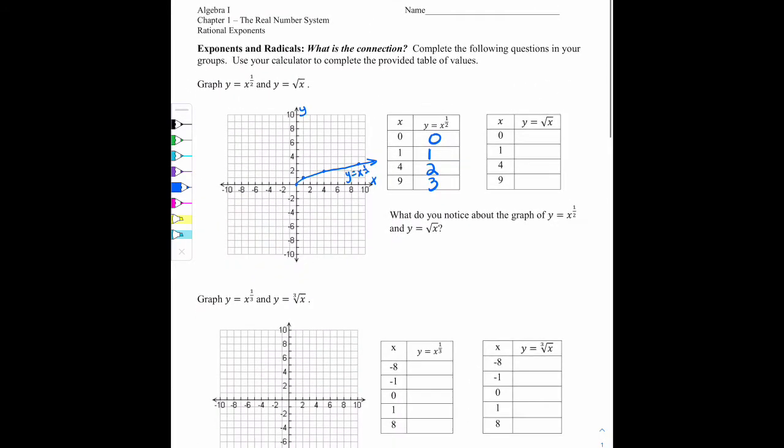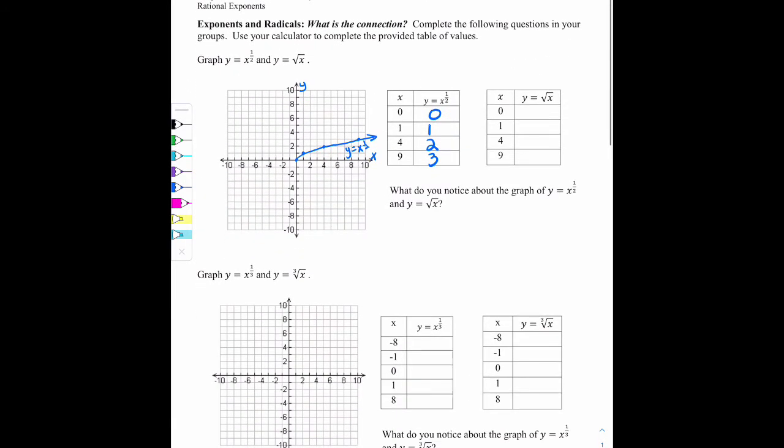Then we're going to complete y equals the square root of x. So that is 0, 0, 1, 1, 4, 2, and 9, 3. And so when we graph that, it ends up laying right on top of the graph we already created. So I'm going to label this with y equals the square root of x. So hopefully what you noticed is they create the same graph.